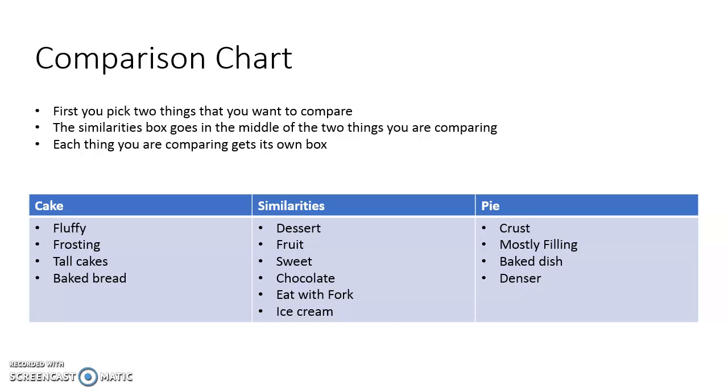Even though these two things are different, they have things that make them the same. They're both desserts, you can have fruit in them, they're both sweet, you could have chocolate cake, you could have chocolate pie, you usually eat both of them with a fork, and you can even have both of them with ice cream. Making a comparison chart allows us to quickly see what is different about each thing and what is the same.